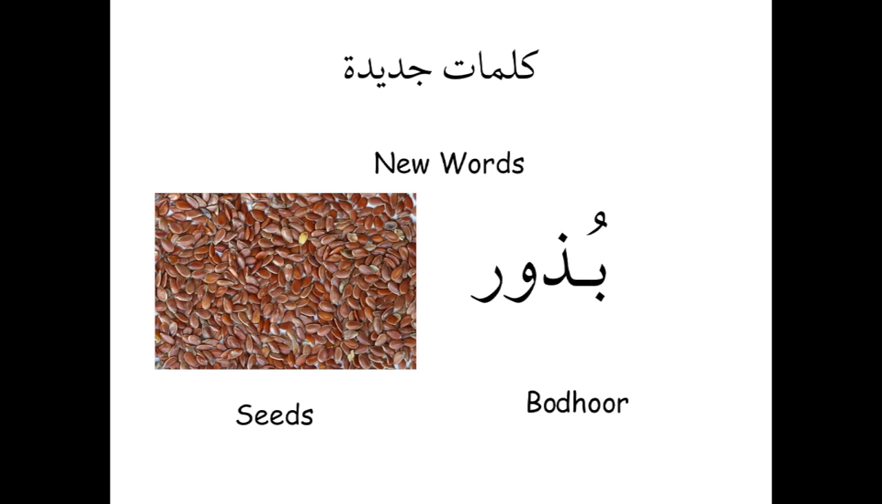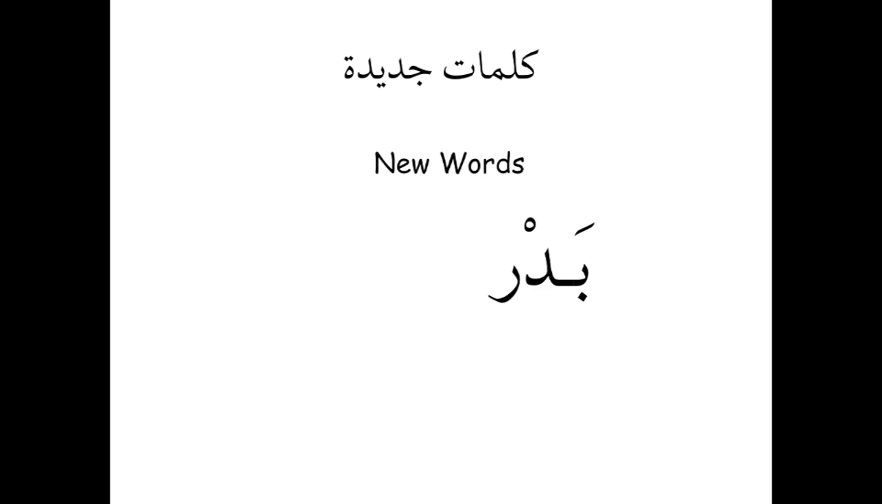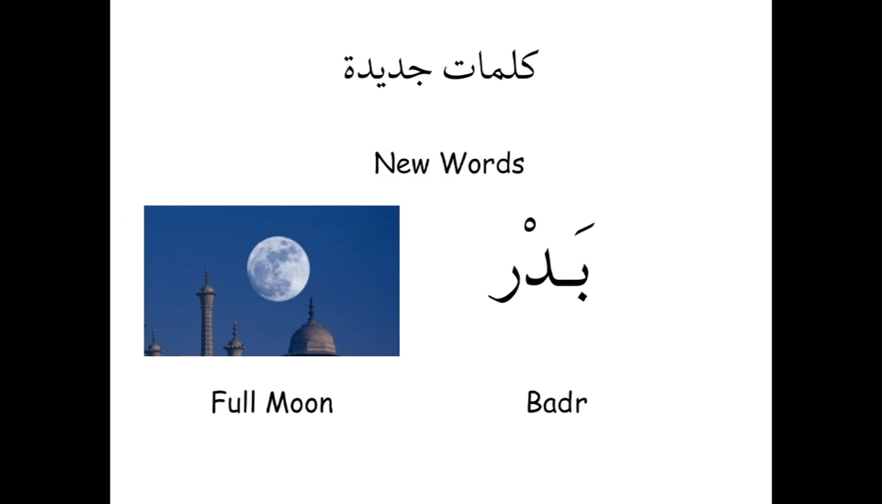Okay. Ba with a fatha is ba. And then dal with a sukoon is d. And then a ra, r. That makes badr. Badr. Which is a full moon. It's also a very popular male name.